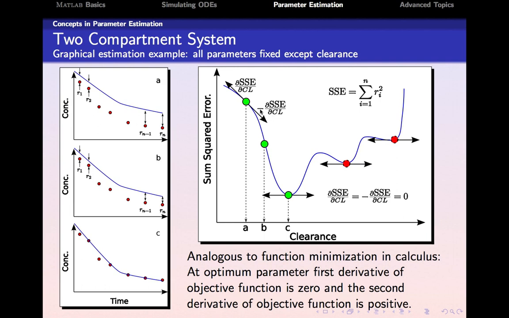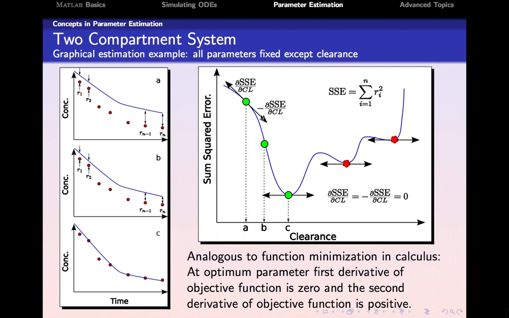And the gradient, in this case, is just the negative of the derivative of the objective function with respect to clearance. Okay? And what this does is it tells us the direction in which we need to step in order to minimize our system. So if you look at this diagram, we'll see that our model prediction is consistently above our data. This would indicate that our clearance is too low.